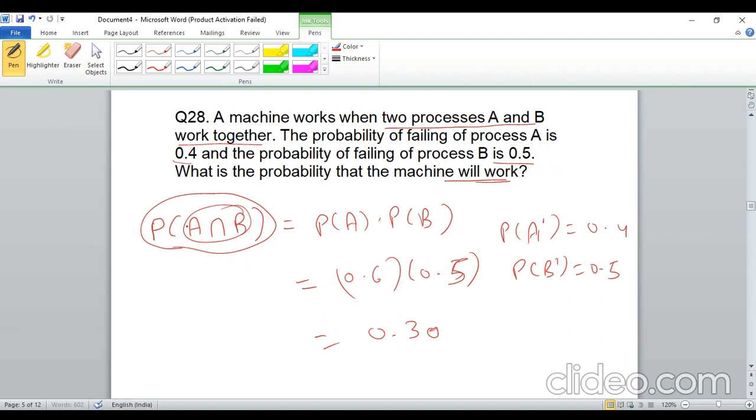So if they are independent, then we can write P(A intersection B) as P(A) into P(B) directly, right? But don't make the mistake of writing P(A) as 0.4 and P(B) as 0.5, because these 0.4 and 0.5 are probabilities of failing of these processes. So 0.4 is P(A') and 0.5 is P(B'). So find P(A) from this. P(A) will be 1 minus 0.4, that is 0.6, and P(B) will be 1 minus 0.5, that is again 0.5 only. So 0.6 into 0.5 is 0.30. I think this was in the options as well. So 0.30 should be the right answer.